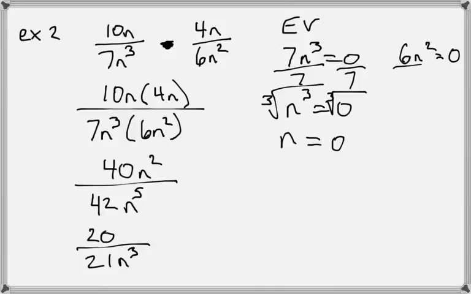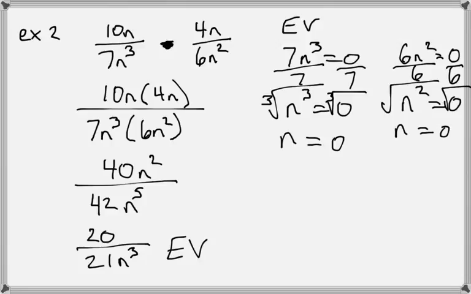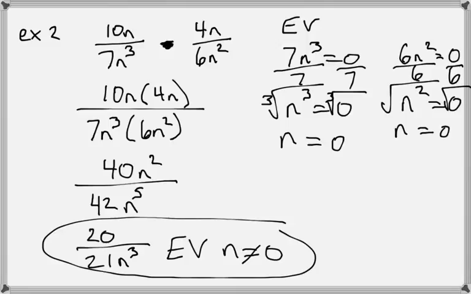In the second one, divide both sides by 6. I get an n squared is equal to 0. Square root both sides. n is equal to 0. So in this instance, I got the same answer. Those are my excluded values. So my excluded value is that n is not allowed to equal 0. And here is my final answer.